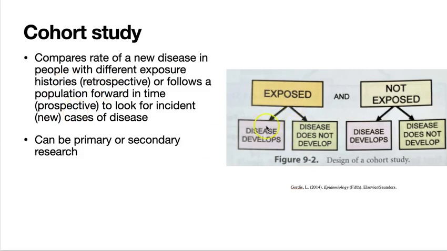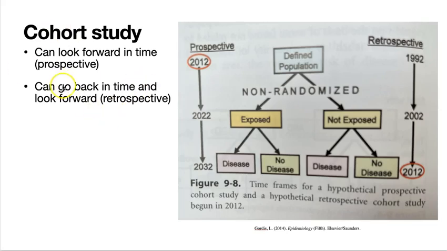This is a diagram of looking forward in time. Here we can also kind of look backward in time. So let's say we want to go back to 2012 and see a certain defined population, see who develops disease as a result of a certain exposure or not. So we can go back in time, or we can start in the year 2024 and follow people forward in time for 20, 30, 40 years. There's no limit to the amount of time you can study people in a cohort study.